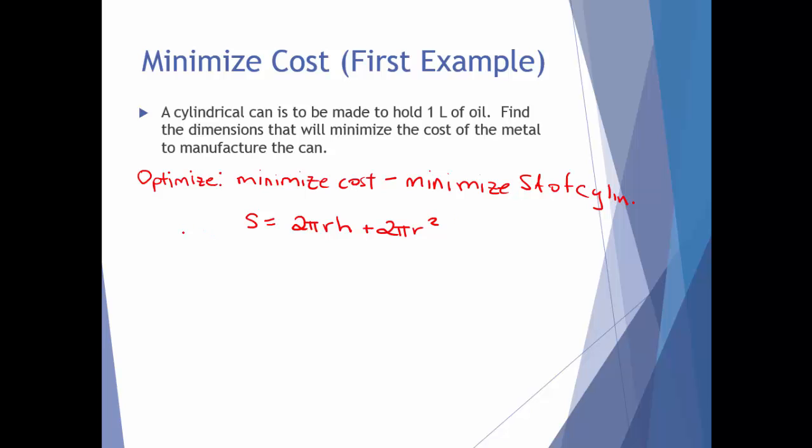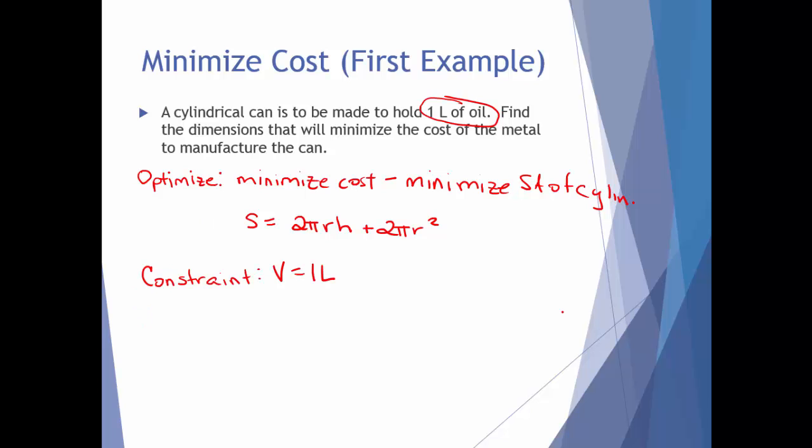So this is the surface area of our cylinder. Our constraint in this case is the fact that it has to hold 1 liter of oil. Now, when we see measurements like liters, you need to think about what that represents as far as measurements, and in this case, that's volume.